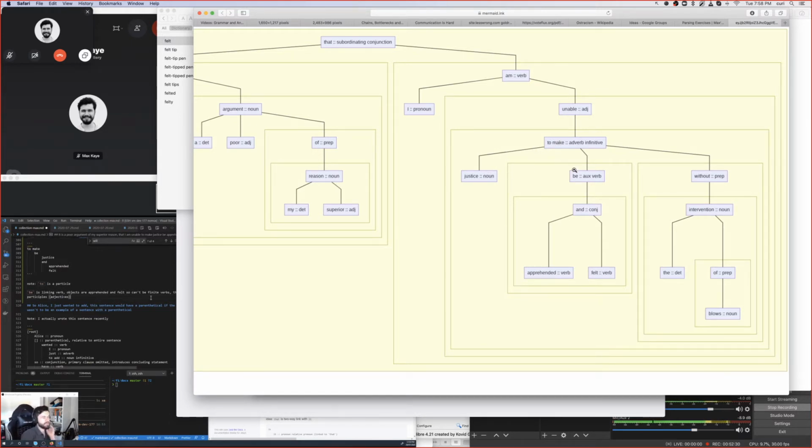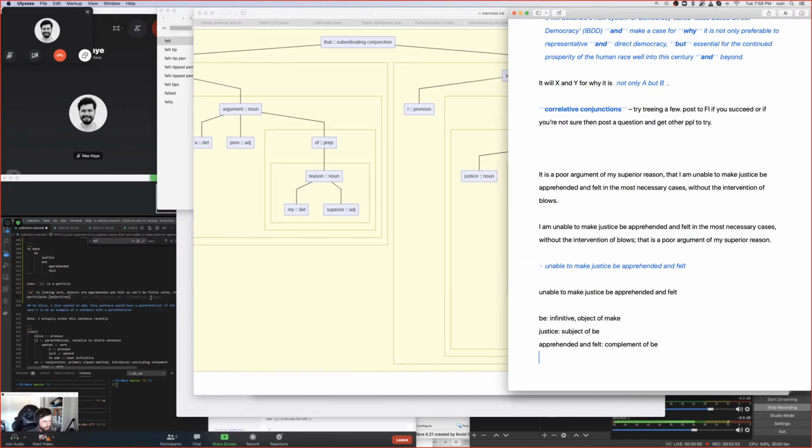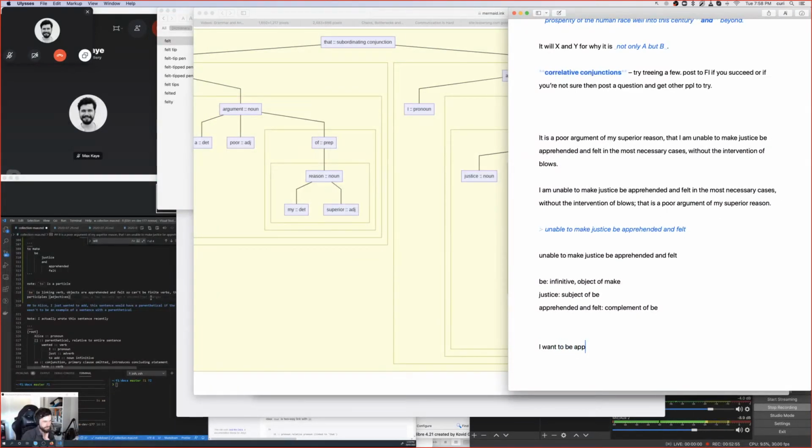So I was thinking about this. Make justice be apprehended. So does apprehended work as a modifier on justice? Well, you can also talk about, in an archaic sort of way of saying things, something like justice manifest. And so justice apprehended, or justice felt, you can sort of think of as working the same way.